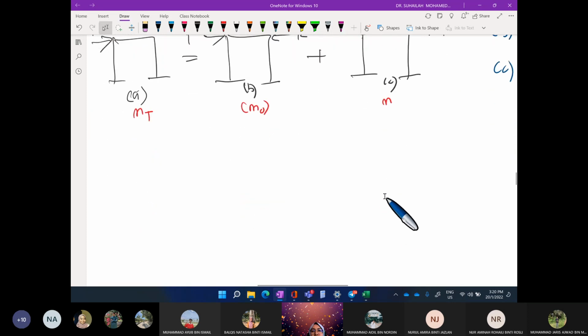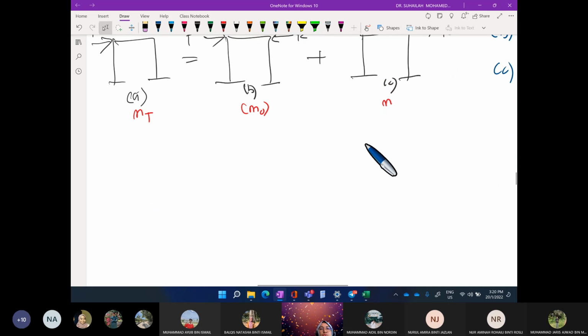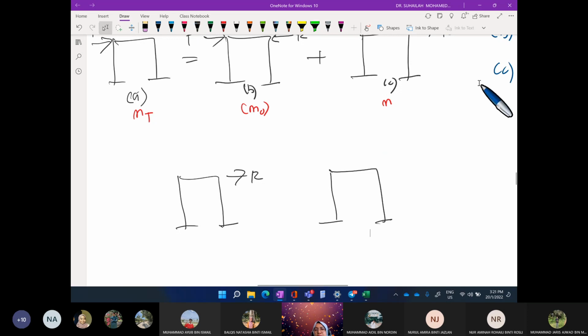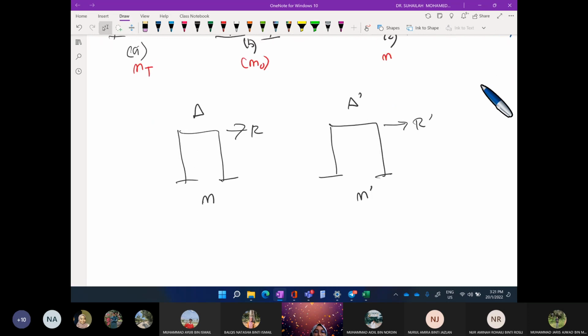Okay, let's look at the M and M prime diagrams. So we have two diagrams. This is R prime, and the other one is the frame subjected to R prime. Between these two diagrams we have M and M prime, and delta and delta prime. So we have two frames, so we have to interpolate. What we want is M and R, M prime and R prime.